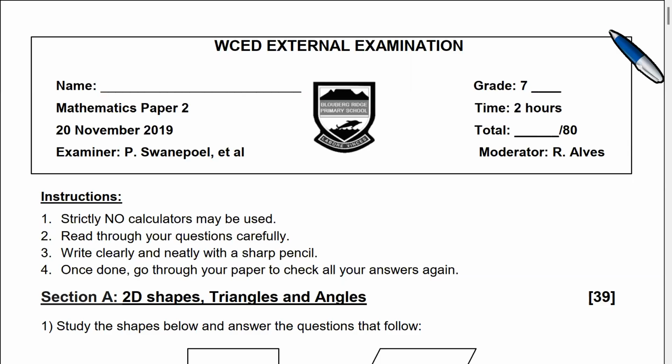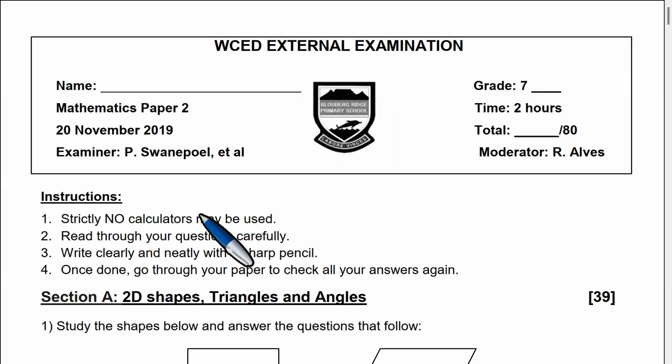Right, we are beginning our discussion now, focusing on the external examination that was written by some students at a school, Lower Big Reach Primary School, in 2019. We are looking at how we can be in a position to do this in our discussion today. Mathematics paper two.